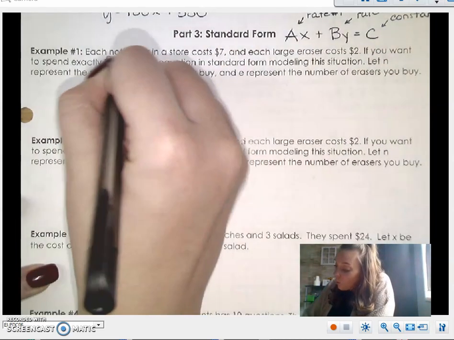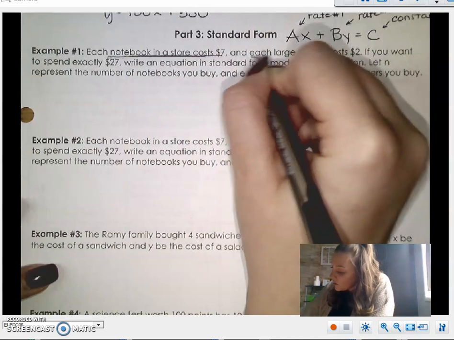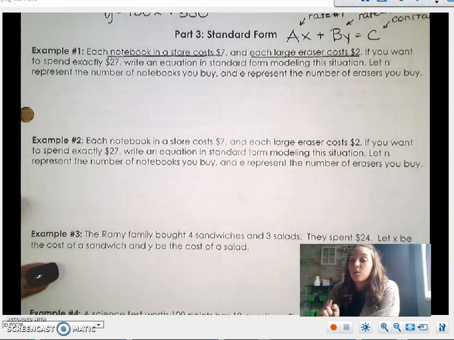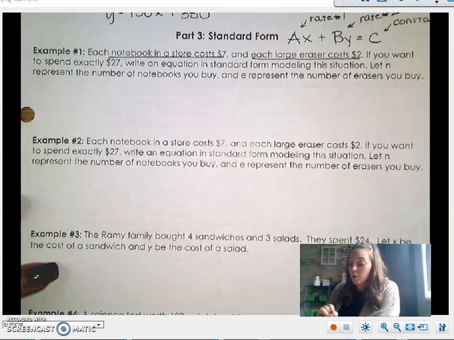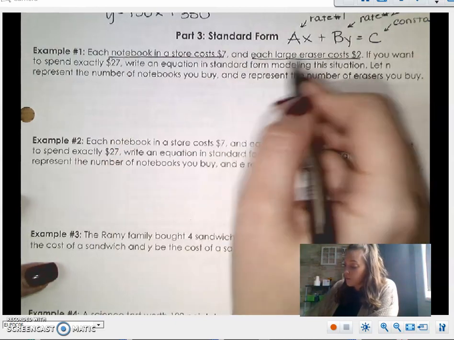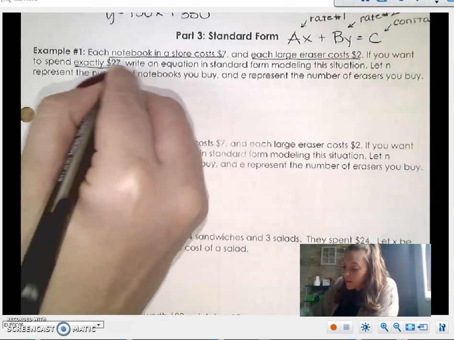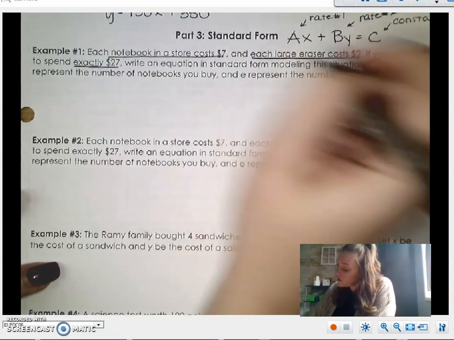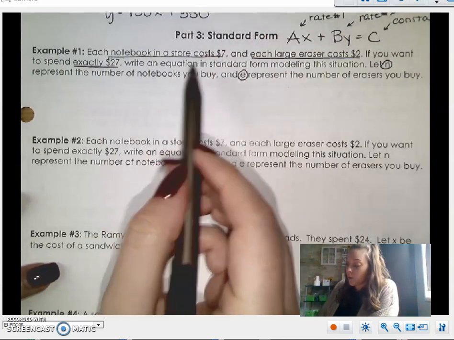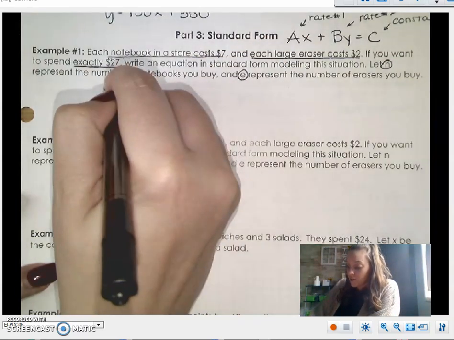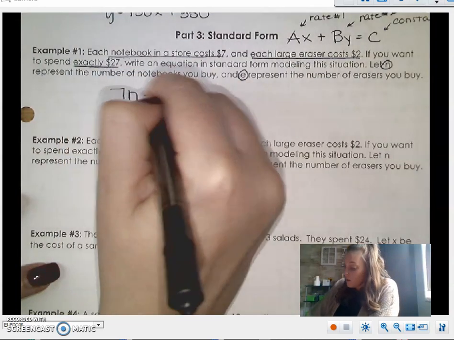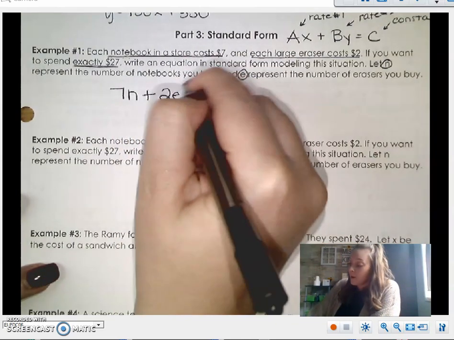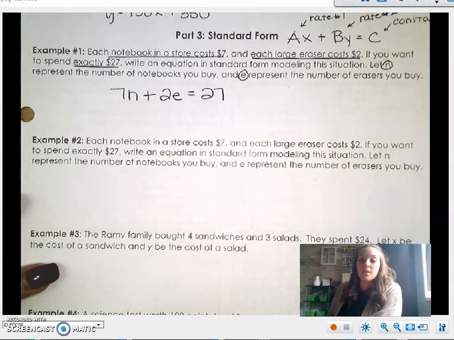So it says each notebook costs 7, each eraser costs 2. That word each, you should be thinking, oh, that's a slope word. Each, every, and per are your three slope words. So that's going to be one rate, that's going to be the other, and we want to spend exactly $27. They want n for notebooks and e for erasers. Well, if notebooks cost $7, I could say 7n plus $2 for erasers. So $2 per eraser has to be exactly $27.